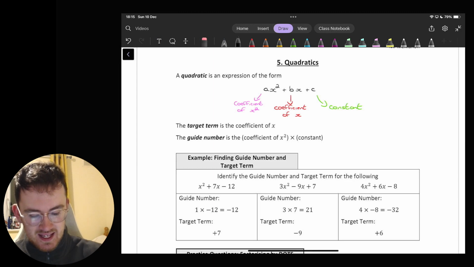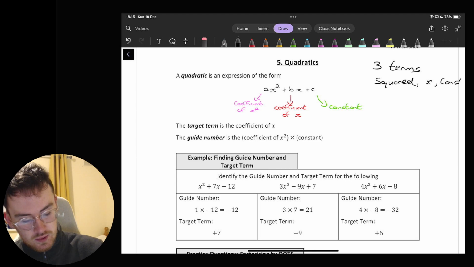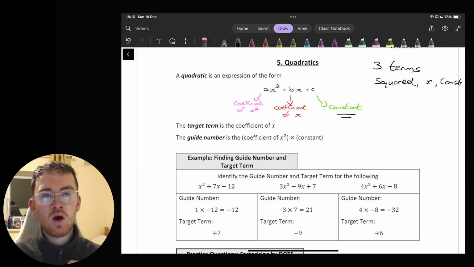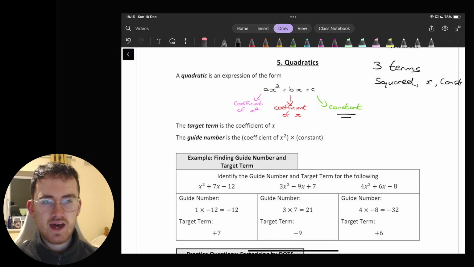So if we're making notes of what we need to look out for, we're thinking of three terms. There's usually an x squared, an x, and then a constant. The constant, obviously this part here, is just the number part. We have then the coefficient of x. The word coefficient just means the number in front of. So the number in front of x there, we usually say b for that, and the coefficient of x squared is a then.